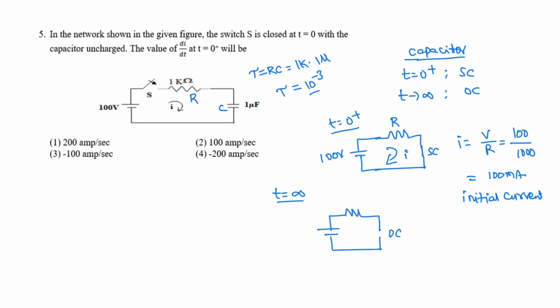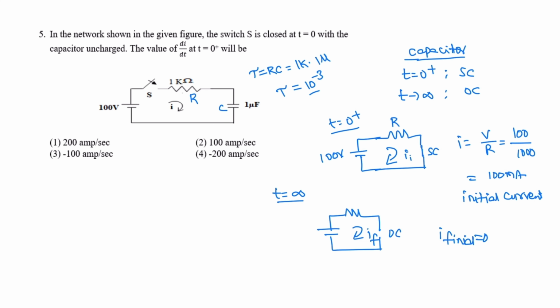Now zero current flows. Here the final current I final is 0. So this is the initial current and this is the final current. Let them be I_I for the initial current and I_F for the final current. The final current is 0 and the initial current is 100 milliamperes.